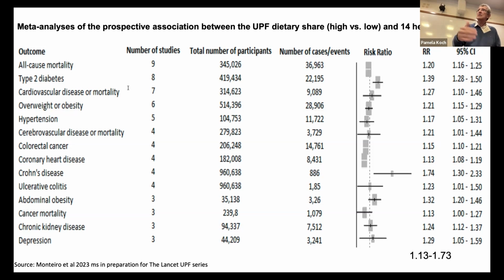But this is related to several diseases which have in common the fact that they are caused by a state of chronic inflammation. So it looks like the consumption of ultra-processed food, due to different mechanisms, effects on the microbiota and different things, causes a state of chronic inflammation that is underlying many or maybe all of these diseases.